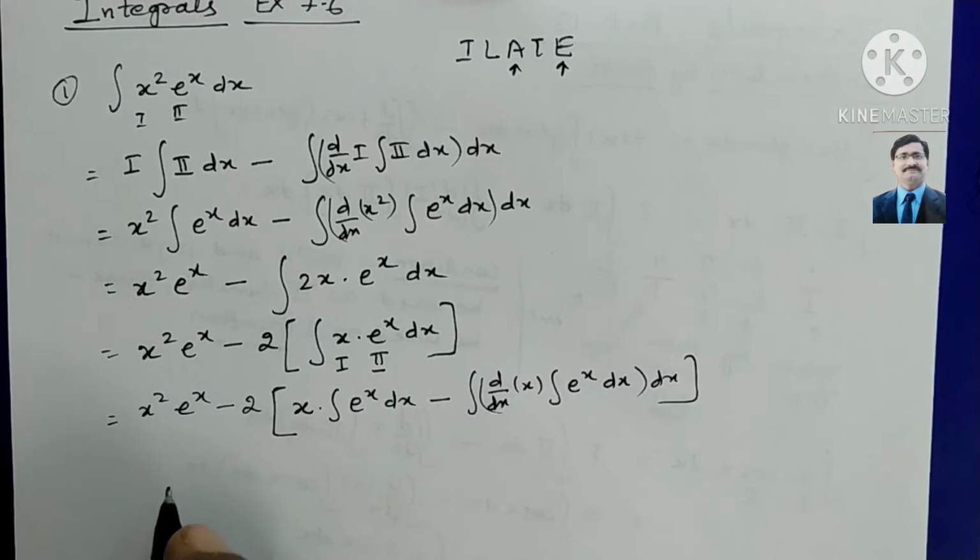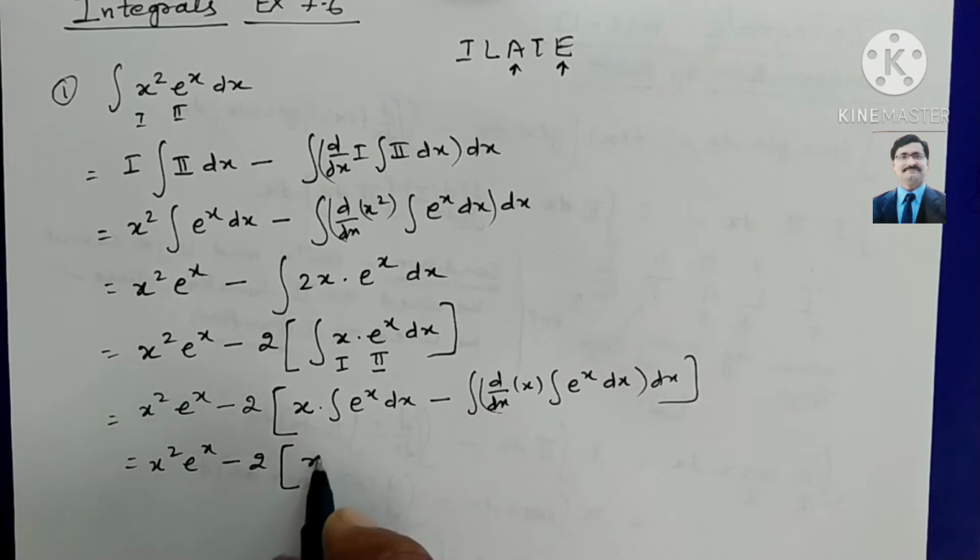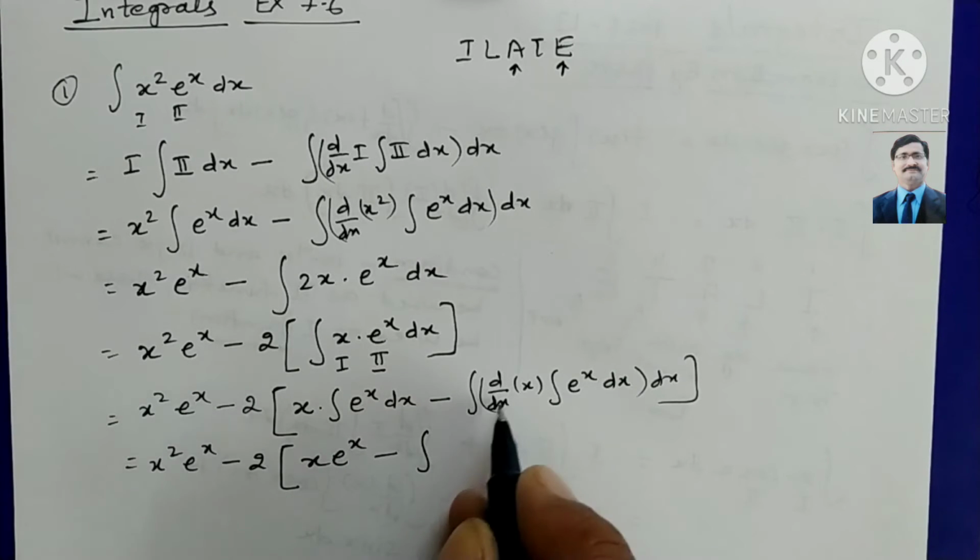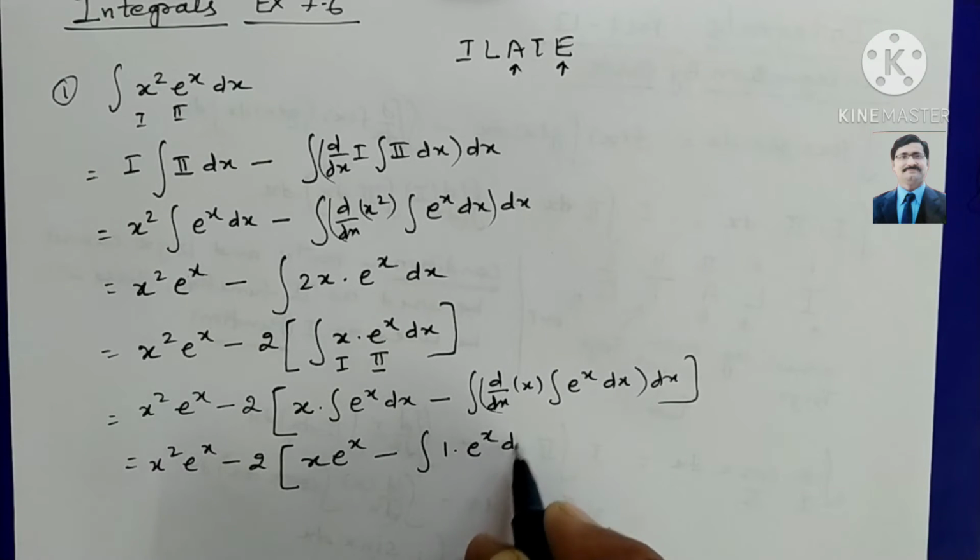Now look here, this x square e power x is as it is, minus 2 bracket, x and e power x integral is e power x, minus x differential is 1 and e power x integral is e power x, dx.